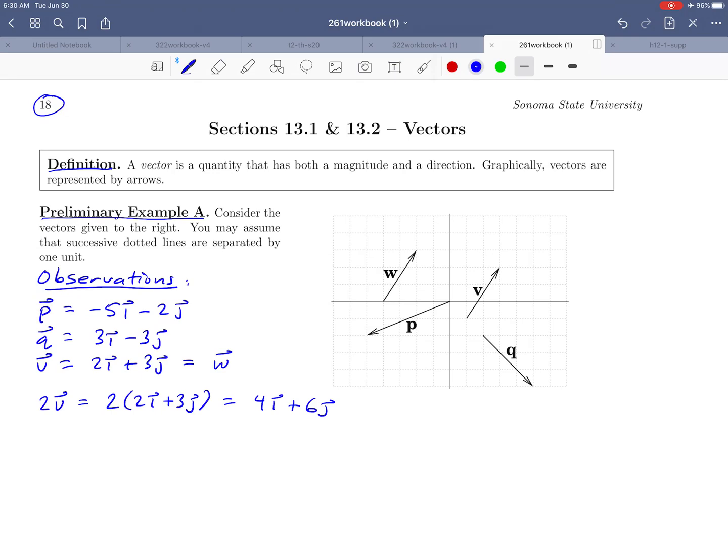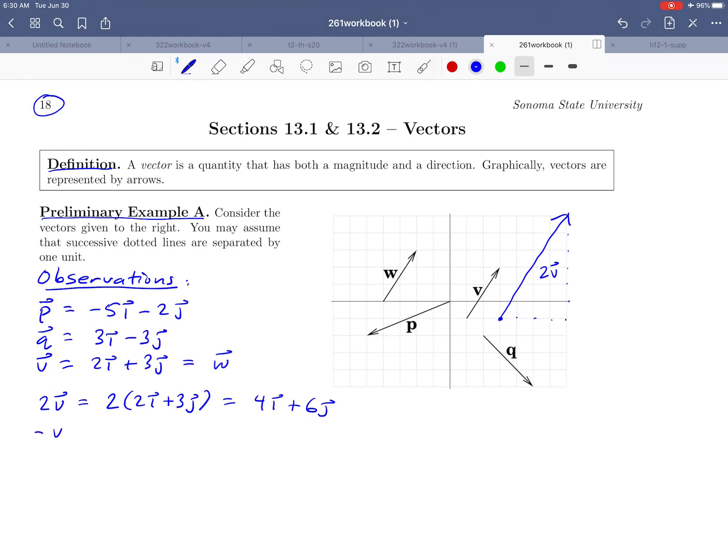Now what would the vector 2v look like? Let's pick a starting point. It doesn't matter where, so I'm just going to pick that point. If we draw 4i plus 6j, we're going to go 4 to the right and 6 up. And there would be our vector 2v. Do you see any relationship between v and 2v? Notice that 2v points in the same direction that v does, and it's twice as long. So the 2 just had the effect of magnifying the length of v.